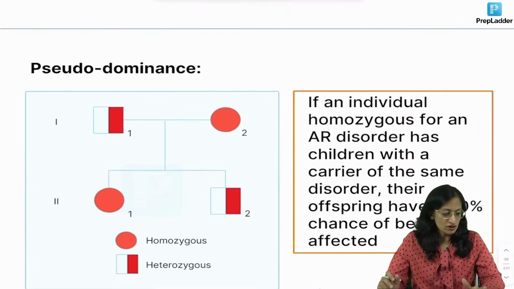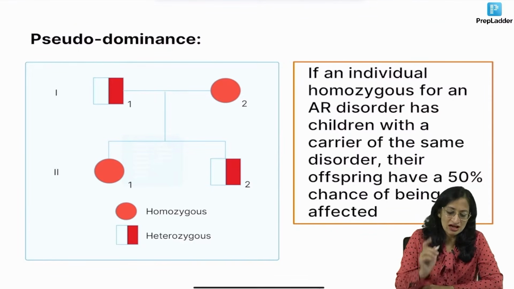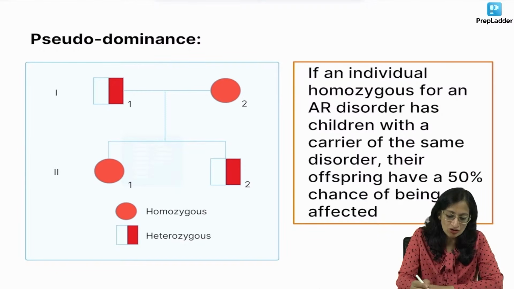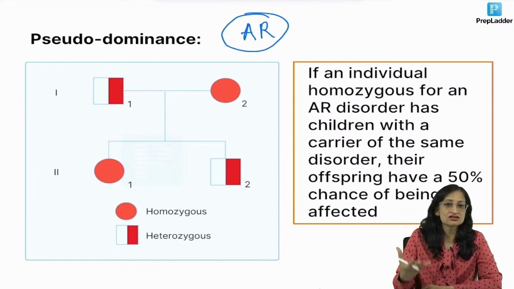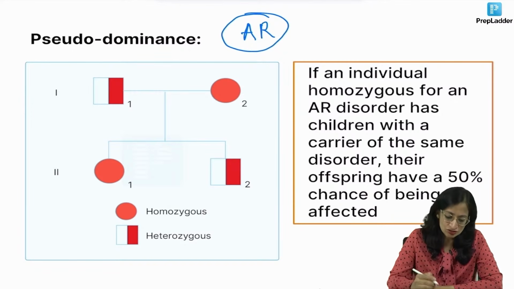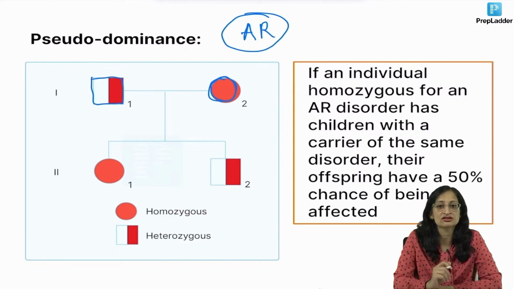Okay. So what is this pseudo-dominance? Pseudo-dominance is a condition which is actually not a dominant inheritance. It is basically autosomal recessive inheritance, which is behaving as if it is dominant, right? So what do you mean by pseudo-dominance? So see, this is an autosomal recessive condition where this female is homozygous for a condition and this male is heterozygous. The male is a carrier for this condition.